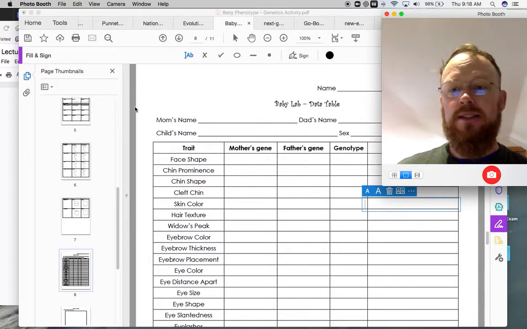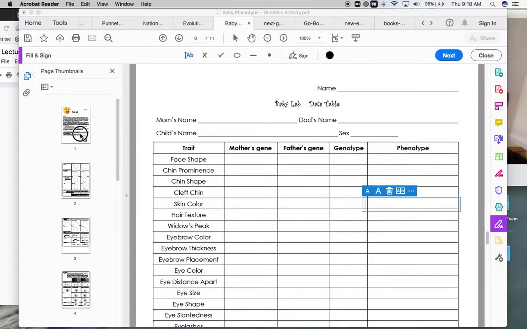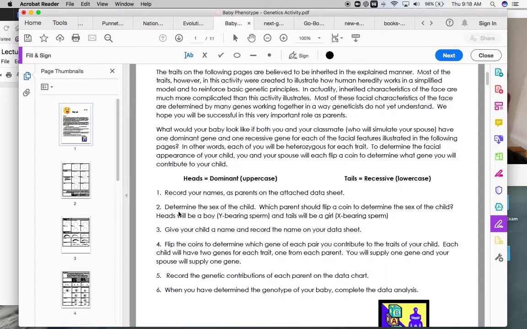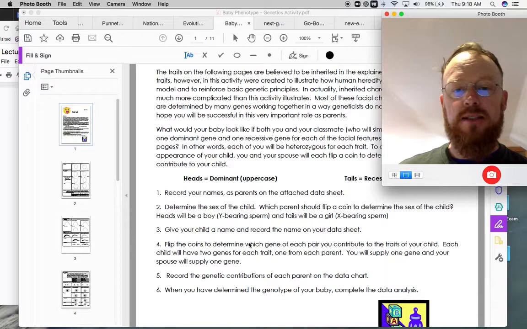And the sex is something that's determined by a coin flip. That's number 2 here. It says determine the sex of the child.